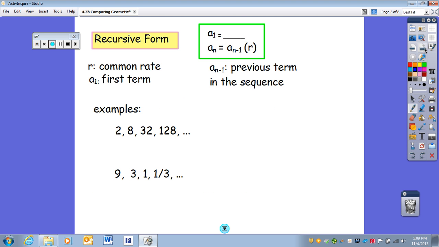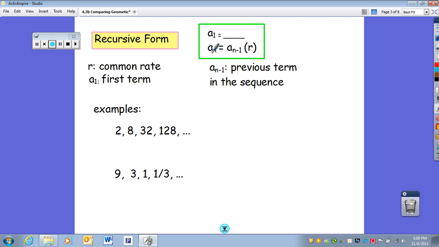So, if I want to do the recursive form, a sub 1 means I need to list my first term, and then I simply need to do the formula a sub n. A sub n is the term I'm looking for, equals the previous term, a sub n minus 1, times r, which is the rate. So let's do an example.